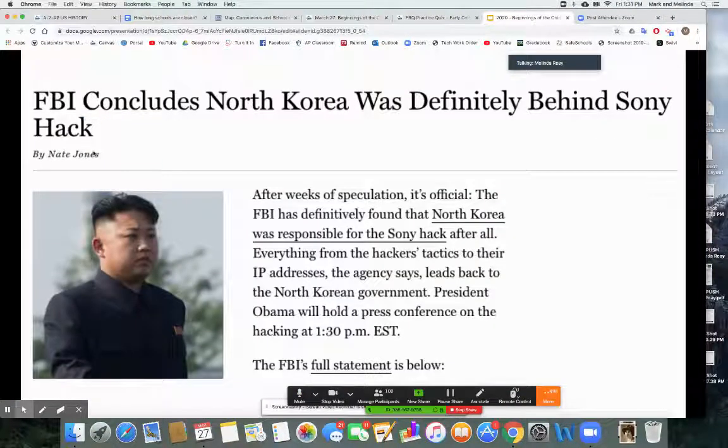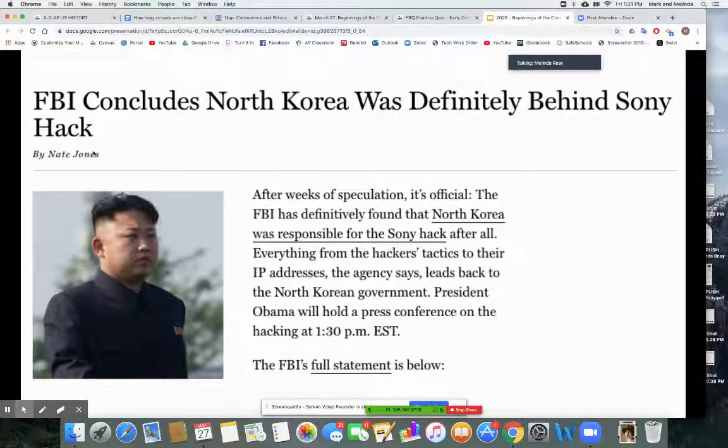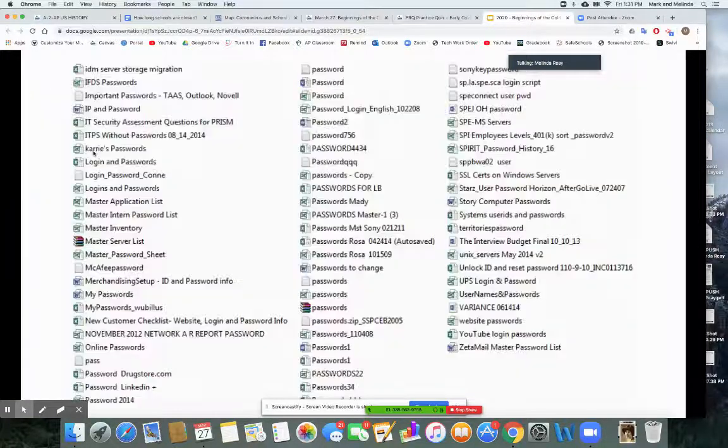So, for example, the FBI did end up concluding that it was North Korea. North Korea has denied it. However, there's a lot of evidence it was North Korea. And then they basically in January said, well, if you hadn't released that movie, and we'll talk about what happens to the movie in just a second. So what did it reveal?